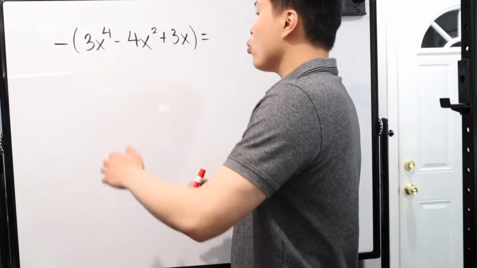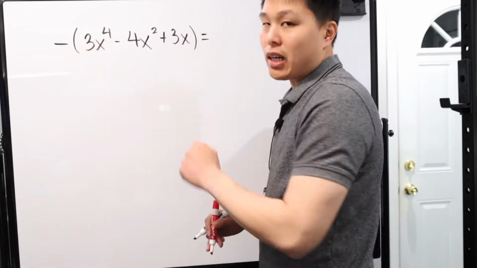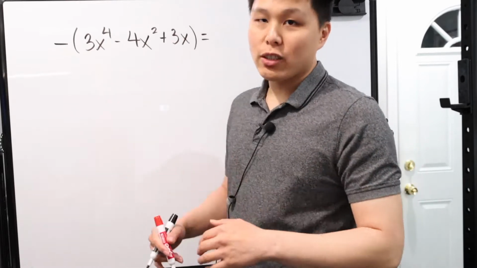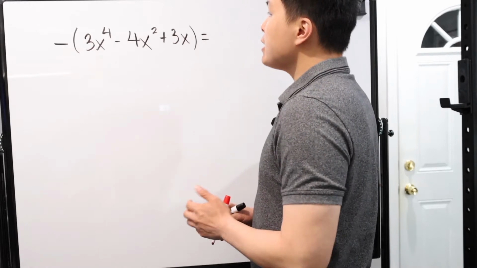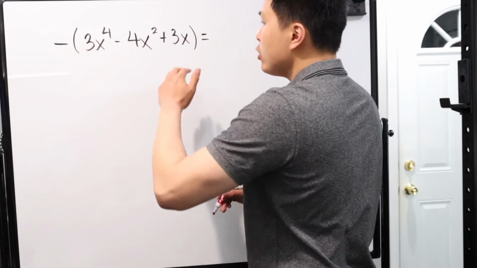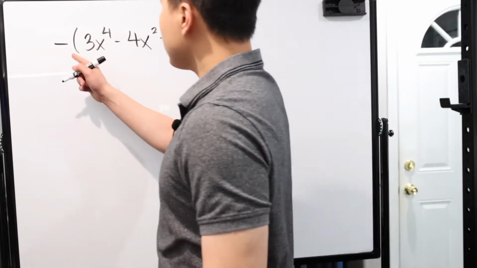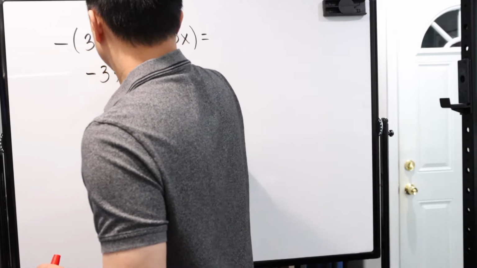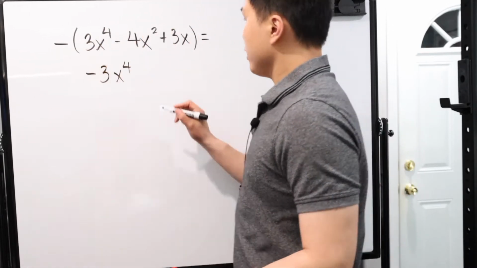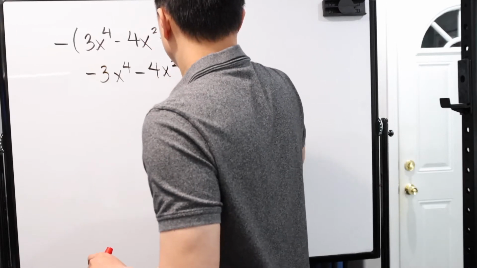Now for this next one, the common mistake is in relation to distributing a negative sign. When it's positive, mistakes are very minimal. Negative is the one that gets people. The common mistake is that when you see a negative sign outside the parentheses, they always remember the first one, negative 3x to the 4th, and then afterwards, they forget. They put negative 4x squared plus 3x.